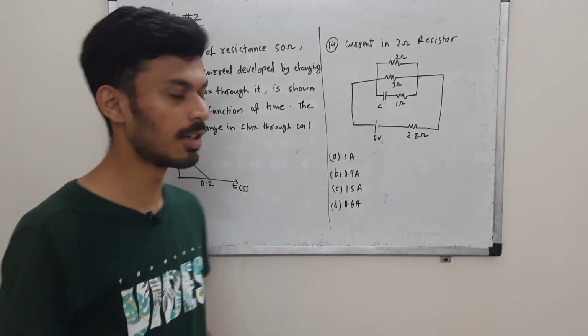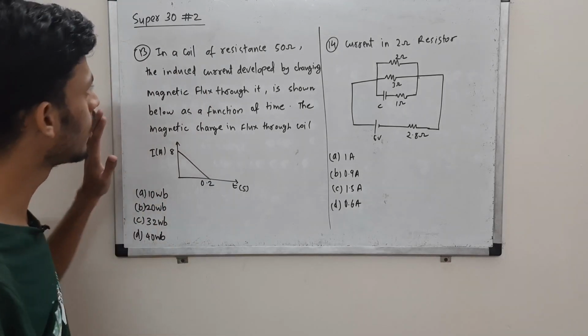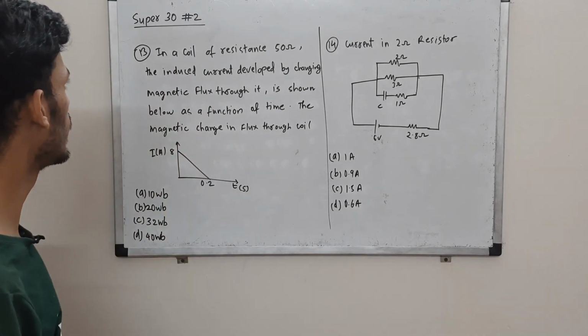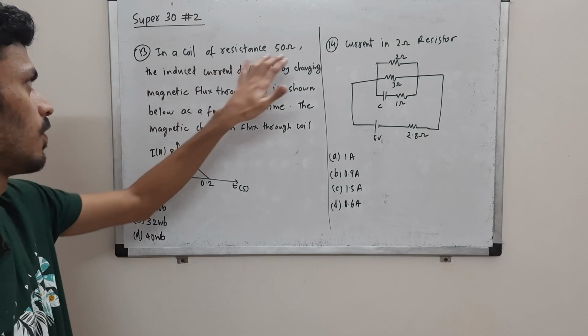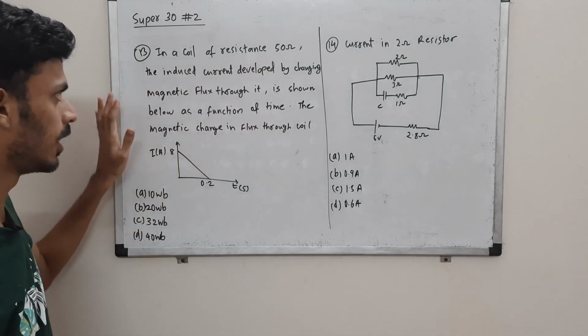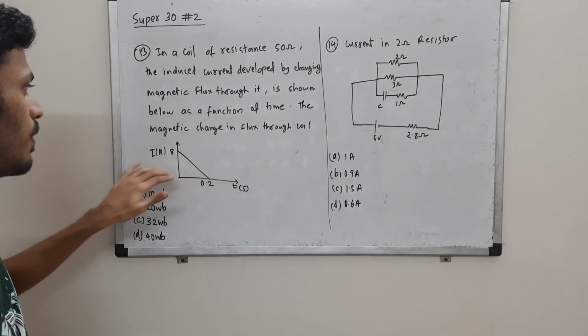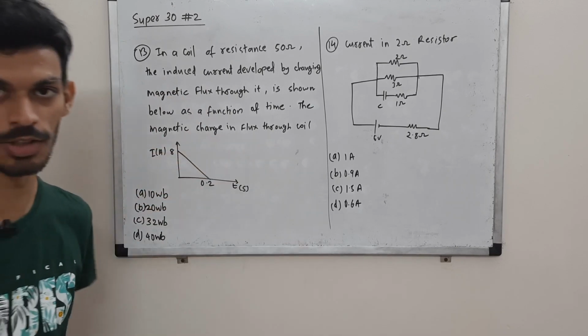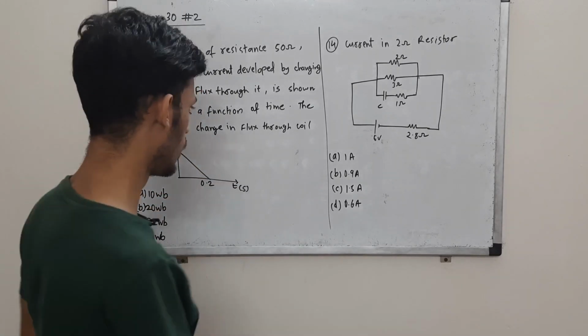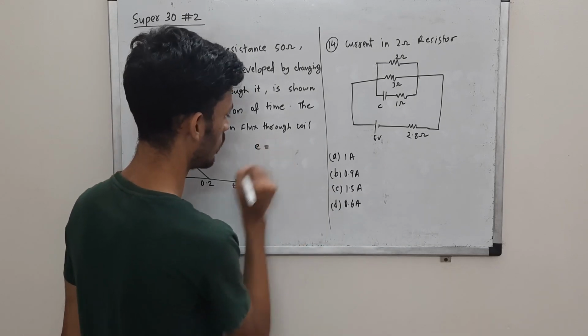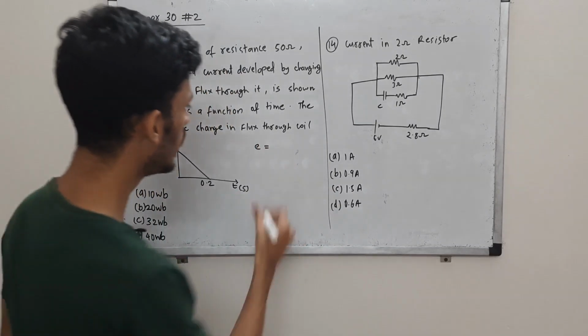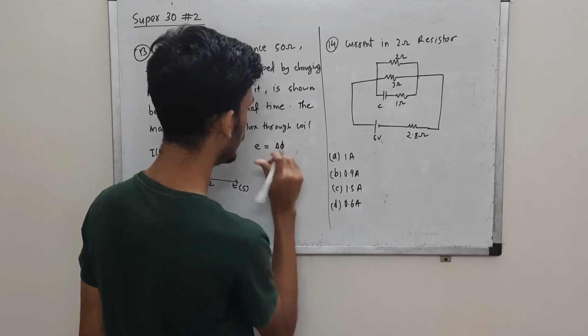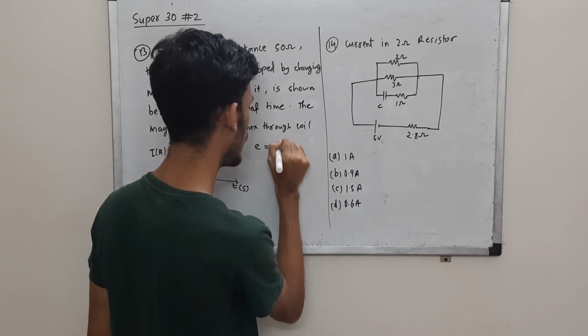Now let's discuss question 13 and 14. Question 13 is from electromagnetic induction. We are given the resistance of a coil is 50 ohms. The induced current as a function of time is plotted as shown. You are supposed to tell the change in magnetic flux through the coil. First of all in EMI we know that the EMF induced will be delta phi by delta t, right? The rate of change of flux, or I can write d phi by dt.